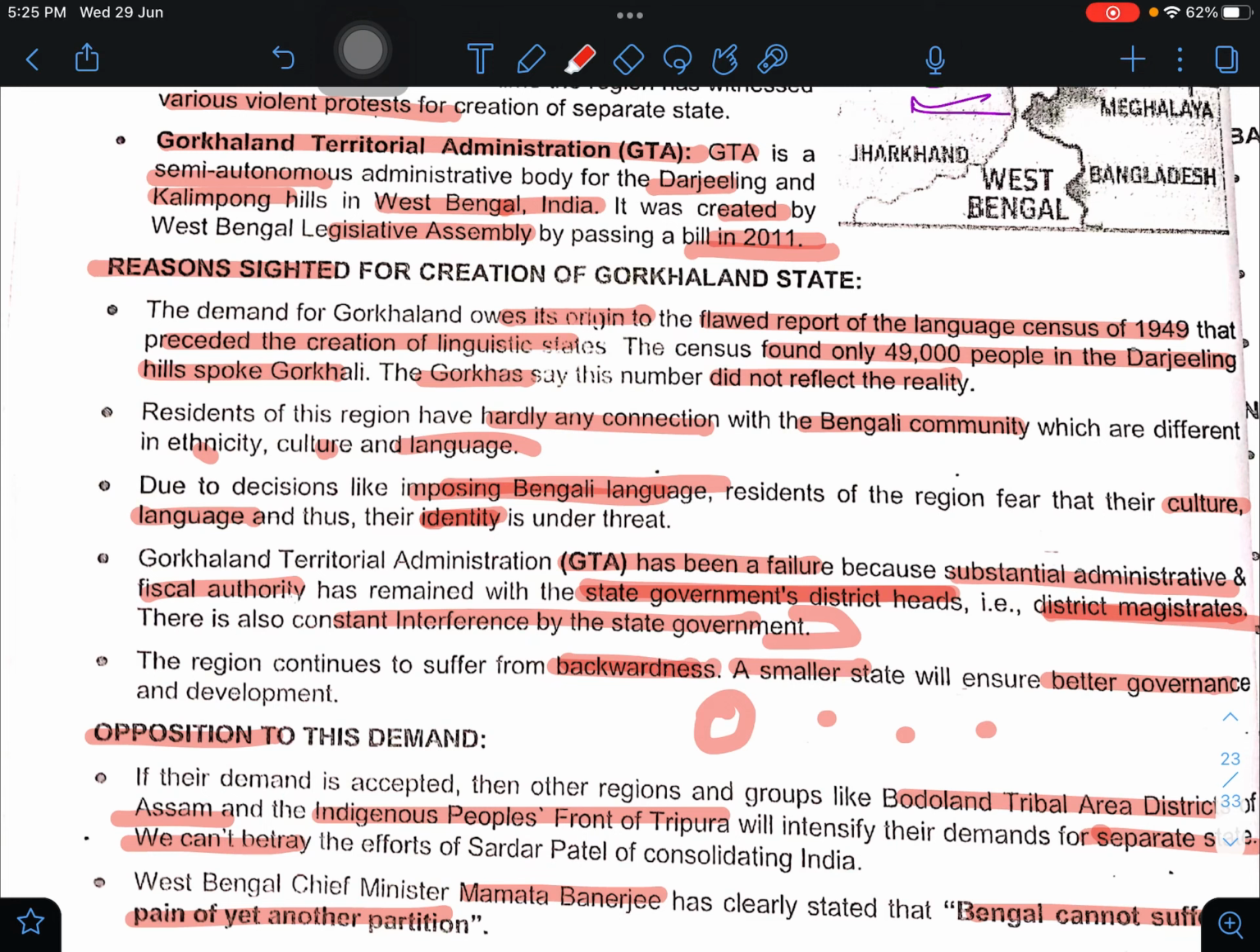The region continues to suffer from backwardness. Their thought process is that a small state will ensure better governance and development.